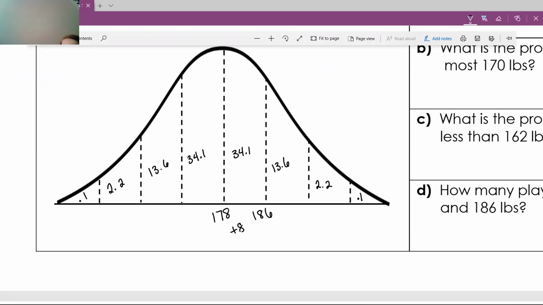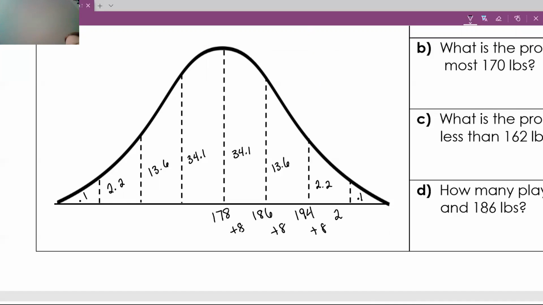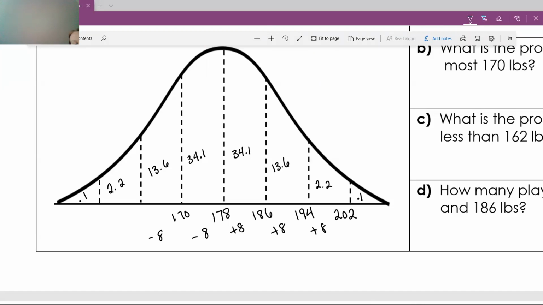And I get 186. Find my next line, I add 8 more. And I get 194. Then I add 8 more. And I have 202. Now, if I wanted to go to the left, I know those are all one more standard deviation less. So I'm going to subtract 8, which leaves me with 170. For the next one, I subtract 8 more, which leaves me 162. And then I subtract 8 more, and I have 154.